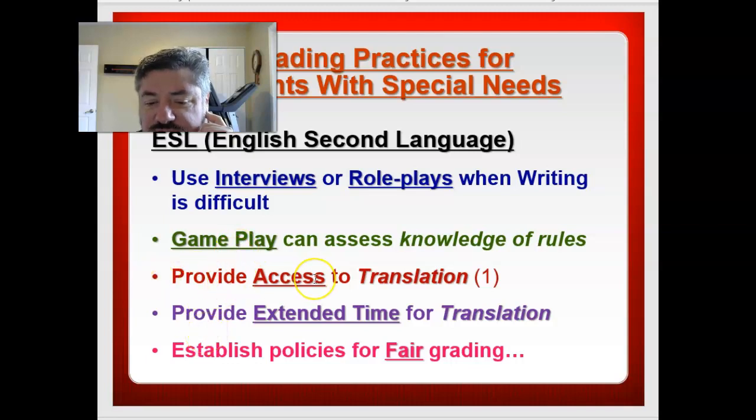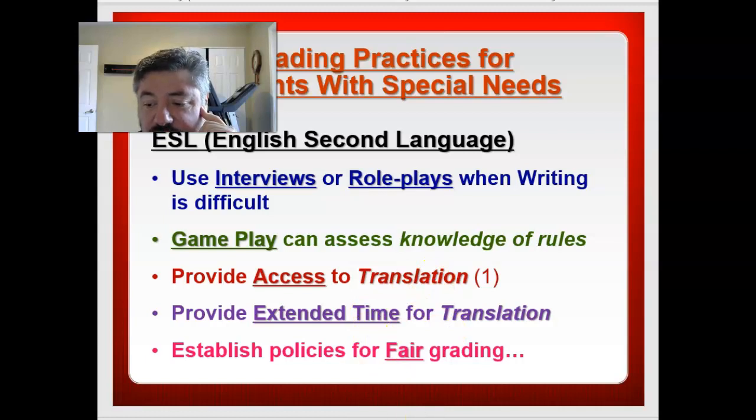Provide as much access as you can to translation. This may be hand signals. If you're teaching rules, teach the hand signals that go along with violations. It might be an opportunity to use technology. You could use things such as Google Translate on a phone. A lot of times when I've been speaking with students or parents that are in this ESL group, you can speak right into your phone. You can have Google Translate speak the information out, and it really is something that can speed up the time frame for translation.